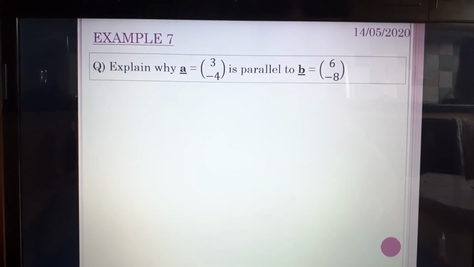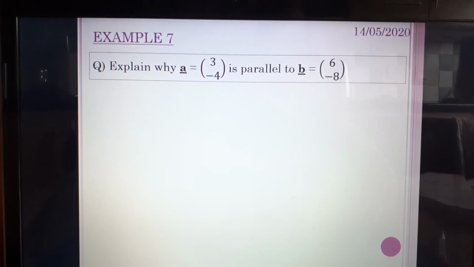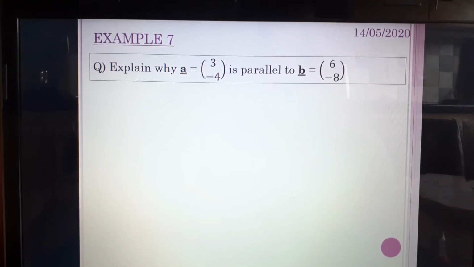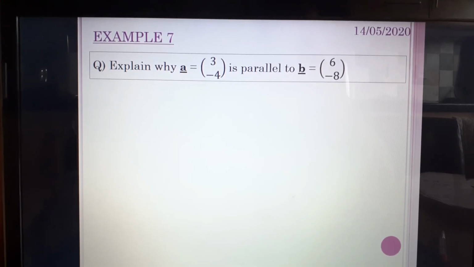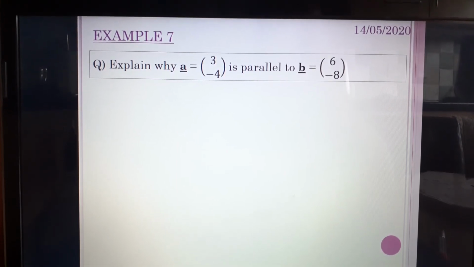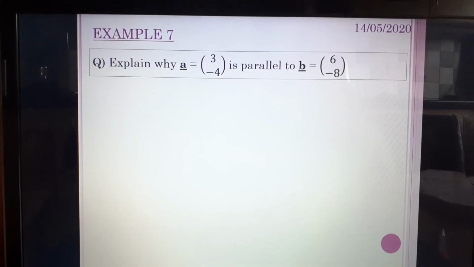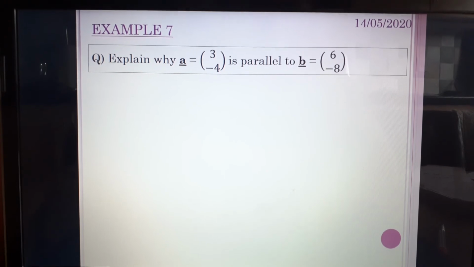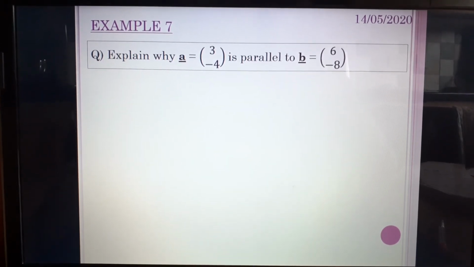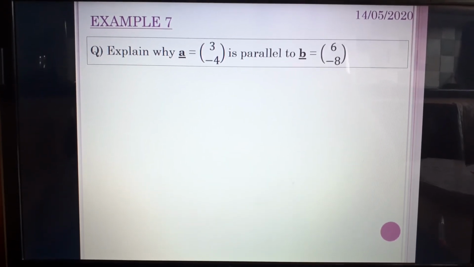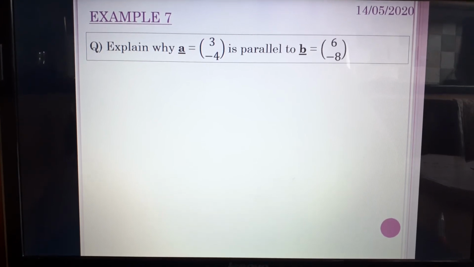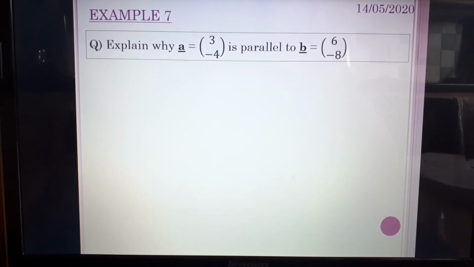This is a little bit new. Explain why a, which is equal to (3, -4), is parallel to b, which is equal to (6, -8). Now, remember, if we can show that one vector is a multiple of the other, if one vector is 2 times the other vector or 3 times the other vector or even a half of the other vector, then that means that they are parallel vectors going in exactly the same direction, but just maybe 2 or 3 times longer.